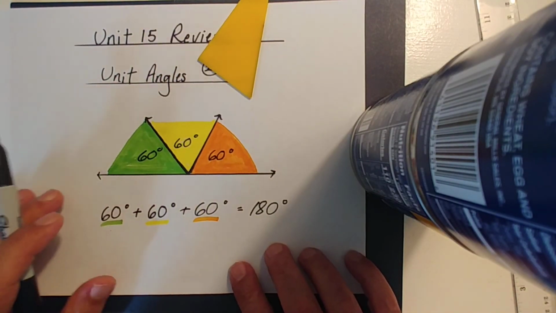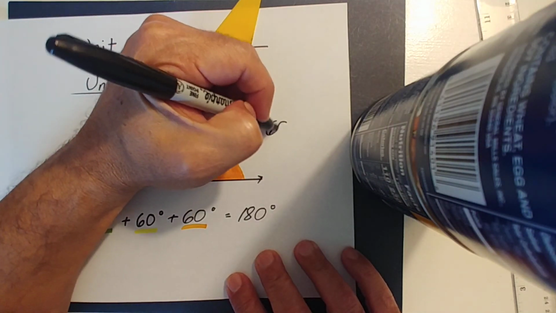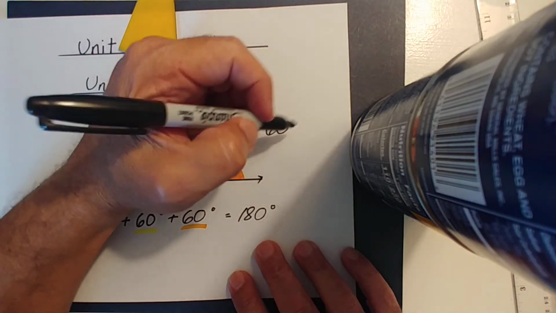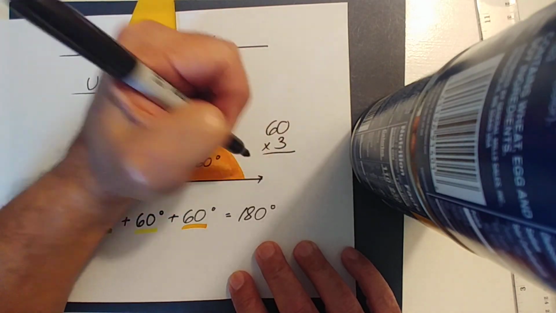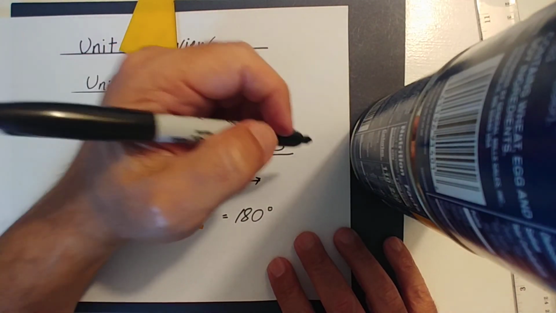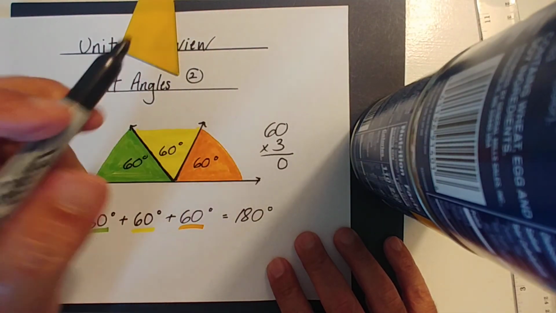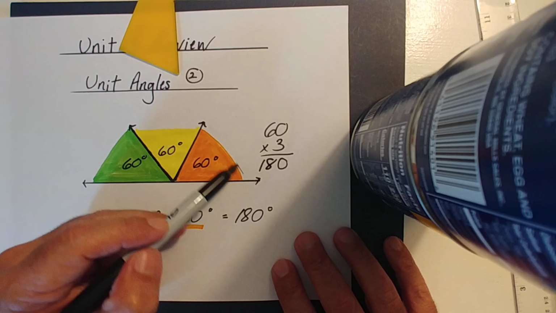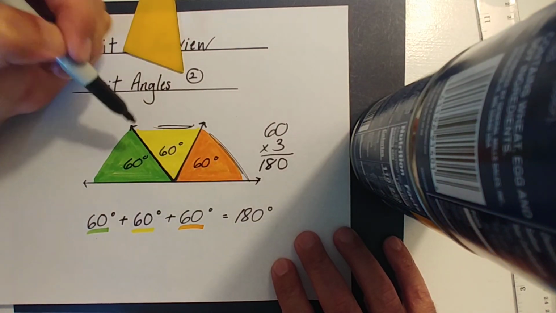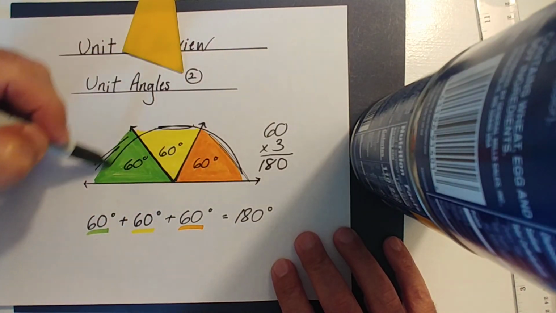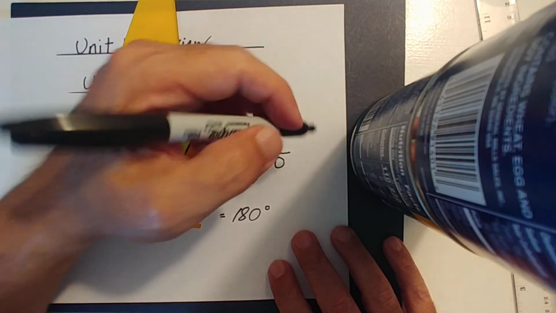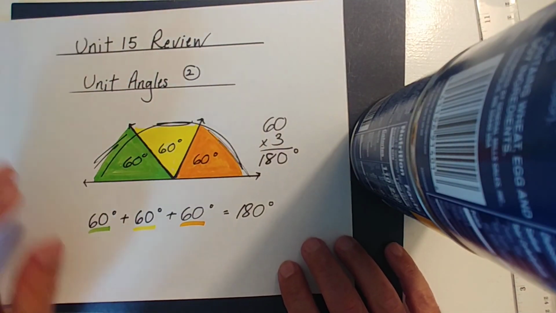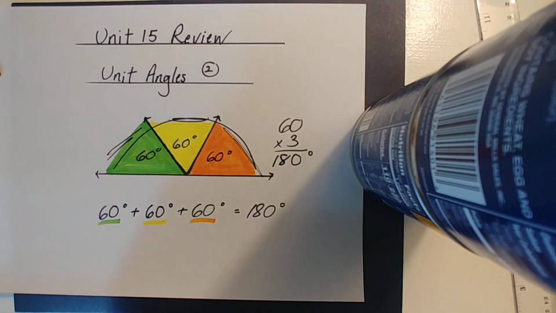Could have also taken one of the 60s. And how many are there? Well, there's 1, 2, 3 of them. So if they're all the same, I can multiply, equal groups. 3 times 0 is 0. 3 times 6, 18. So that would give you this, plus this, plus this. All of this, all 3 together, would equal your 180 degrees. But these are unit angles because they're all the same. Okay? So hopefully that helps.